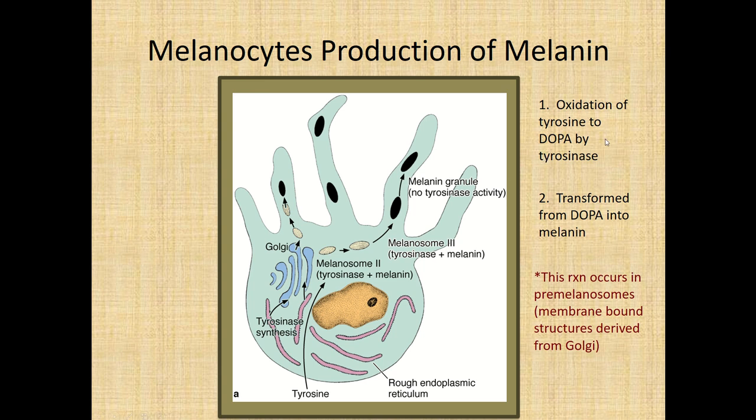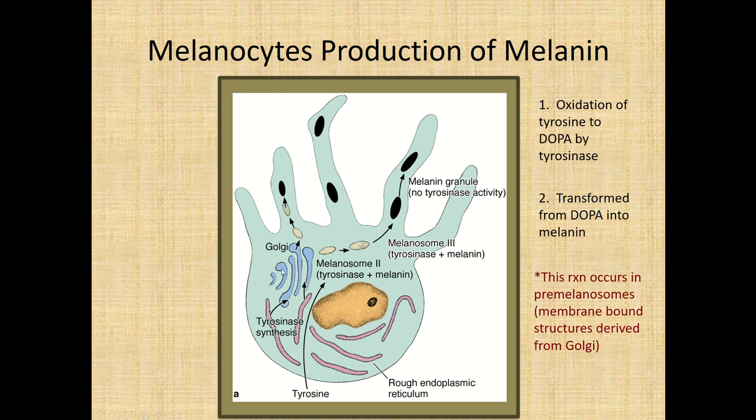Essentially, the precursor tyrosine is going to be converted to DOPA by tyrosinase. Tyrosinase is going to be synthesized, and that's going to happen in these pre-melanosomes like you see in this cartoon drawing. And then DOPA is going to be transformed into melanin, and that's going to happen in these pre-melanosomes. You can see in this cartoon that it becomes darker, and these membrane-bound structures are going to be transported to the end tips of these cytoplasmic processes that are sticking out from the cell.